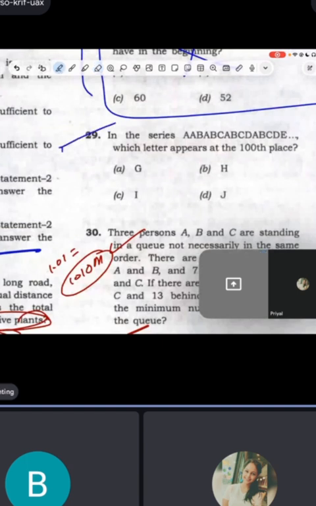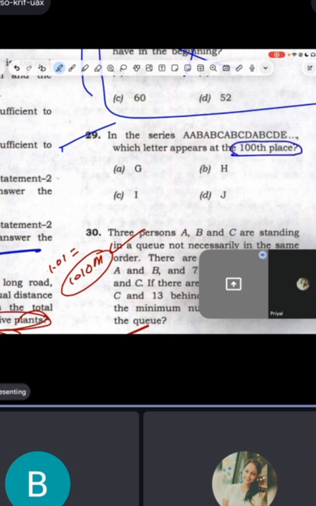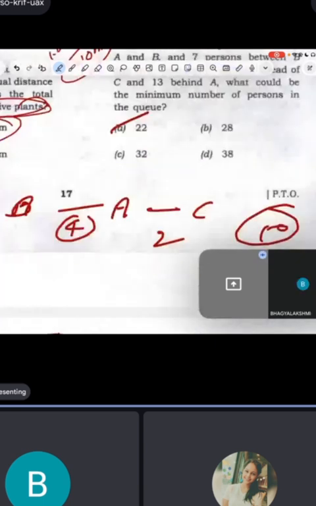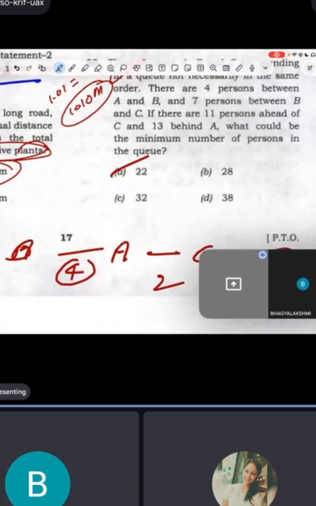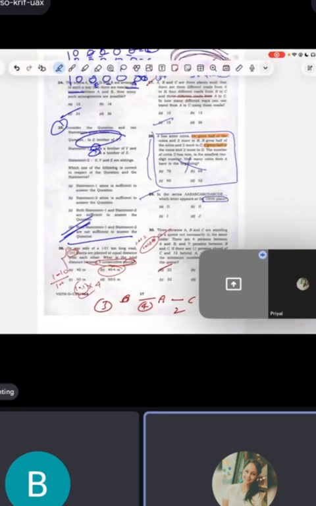Read, Priyal. In this series, A, A B, A B C, A B C D, which letter will appear at the 100th place? Guys, I don't know why UPSC loves this type of question actually. But there's nothing actually. Let me tell you what is there. Nothing actually. They are just confusing you.